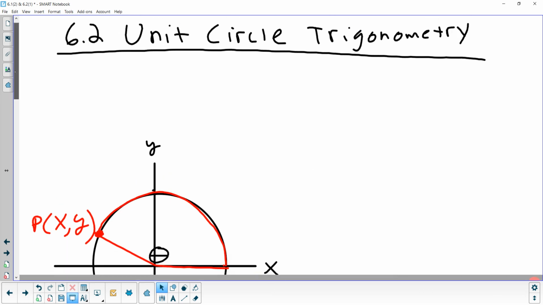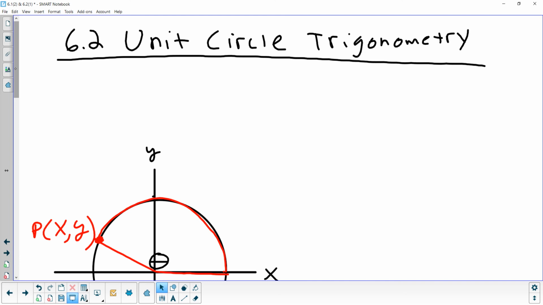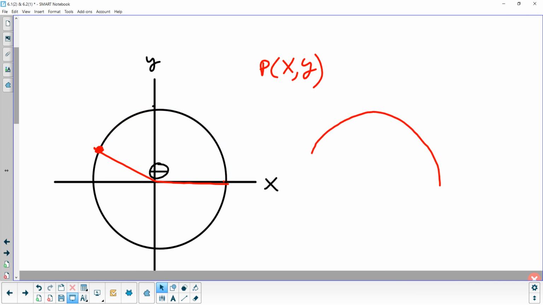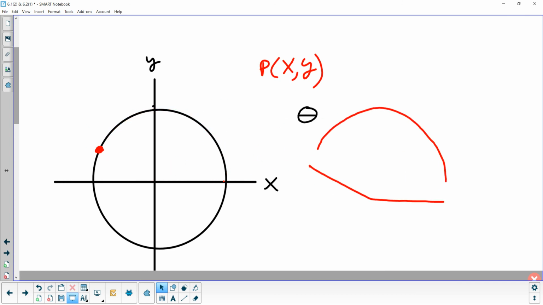All right, so 6.2 is on what we call unit circle trigonometry. And the whole idea behind unit circle trig is the following. So what we have here is a unit circle. Remember, a unit circle is just a circle with a radius of 1. What we can do is put a point anywhere we want along the edge of the circle. We can put a point like right there.